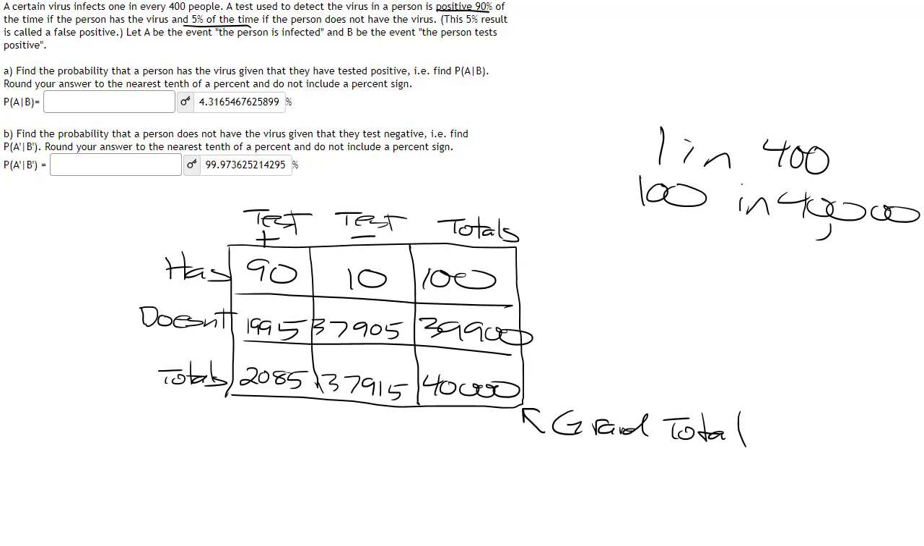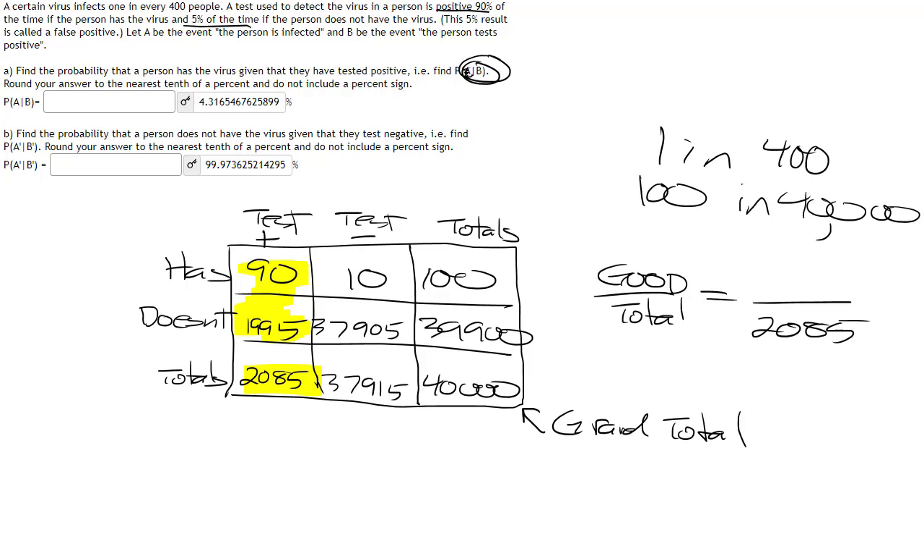So now the first question, find the probability that the person has the virus given that they have tested positive. Well, given that they have tested positive means we're only looking at these two groups, i.e. the total of 2,085. So that's my new total. So good over total, right? Good over total is what probability is. Well, we already know the total is the 2,085 total positive test results, because the given condition, the B part, the given that they have tested positive, that is our new total.